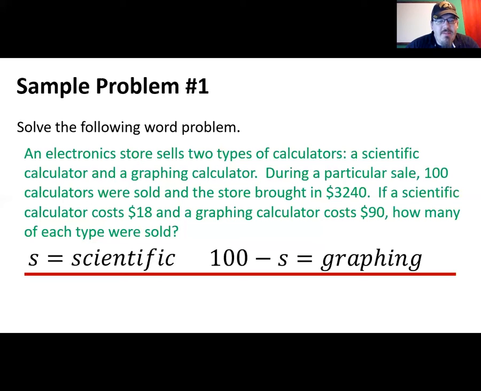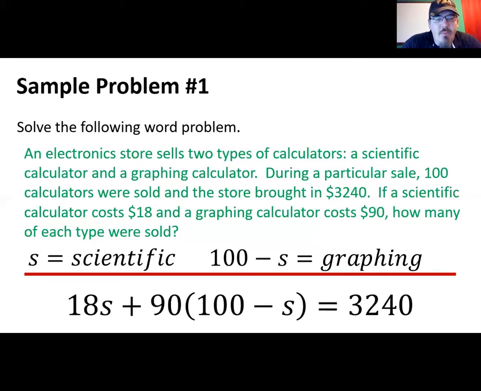The other pieces of information that we know are how much each calculator costs and the total cost. So here is the equation that I came up with for this problem. 18S, that first part, means we're going to take the number of scientific calculators and multiply it by the price per calculator, so 18 times S. That piece of our problem tells us the total amount for the scientific calculators that were sold.